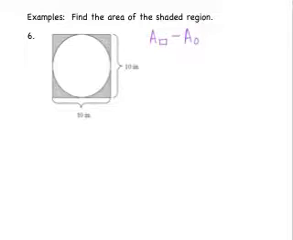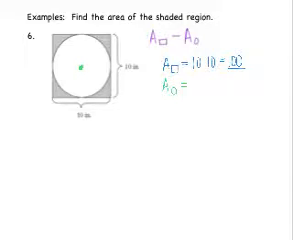Then, what is the area of each shape? I'm going to calculate the area of the square first. The area of a square is base times height, which is 10 times 10, which is 100. Then I'm going to calculate the area of the circle. The area of a circle is pi r squared, where r represents the radius. The diameter is 10, because the side of the square is 10 and it goes from one side to the other. So the radius is going to be 5.